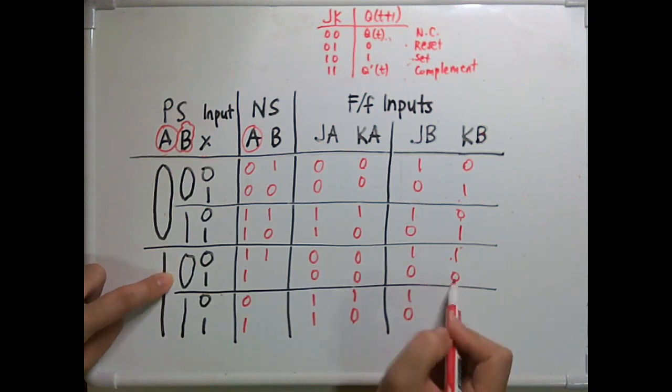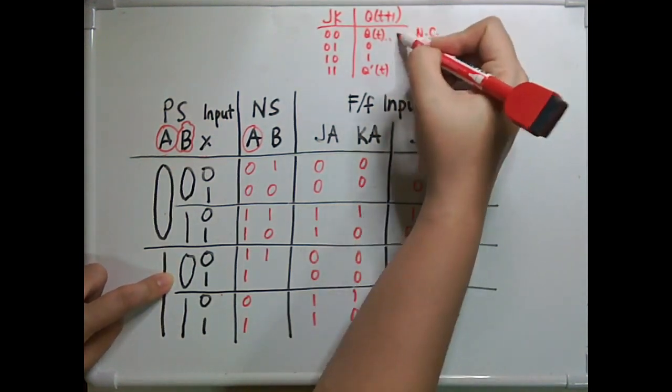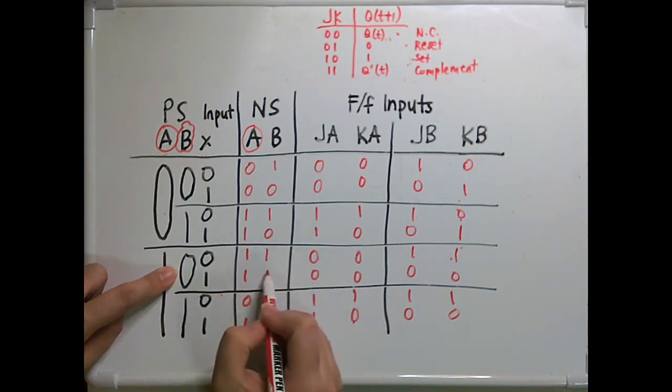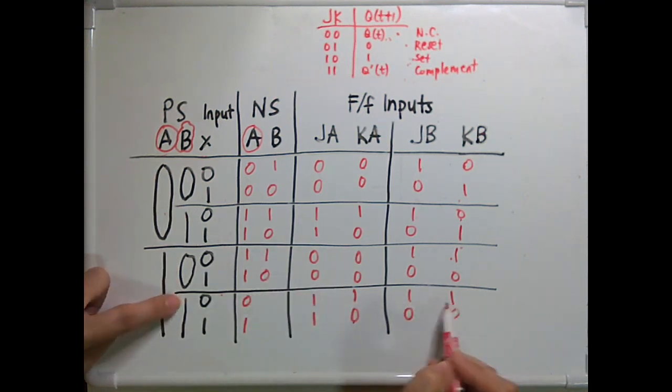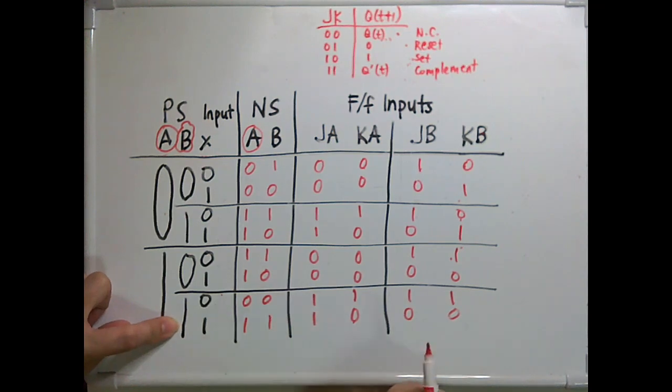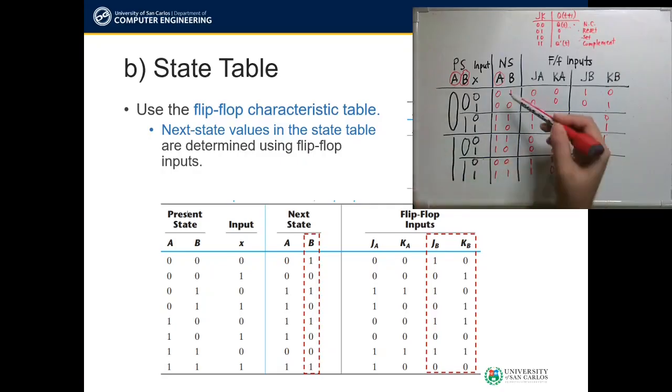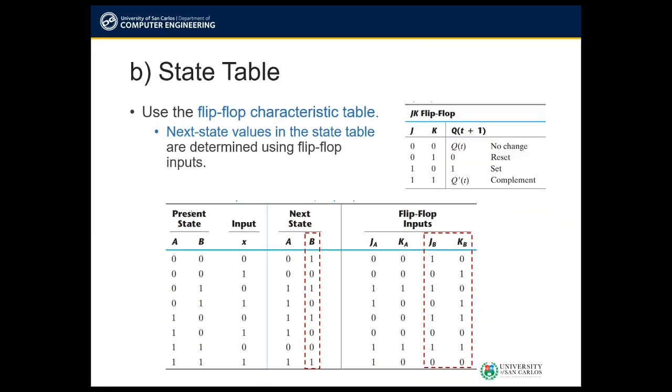Next, 0, 0 is no change. So from 0, it is still 0. This is complement, so 1 becomes a 0. 0, 0 is no change, so 1 is still a 1 at the next state. Briefly looking at our B column here, cross-referencing that to our slide, okay, I guess this is correct. So our state table is now complete.